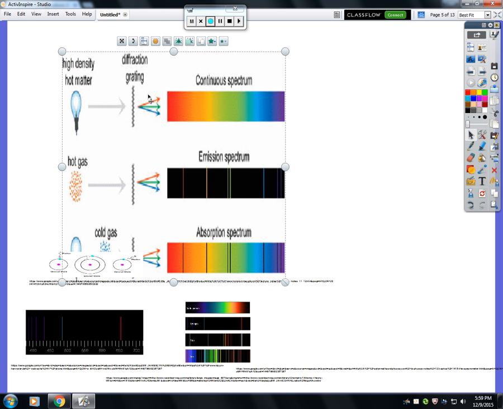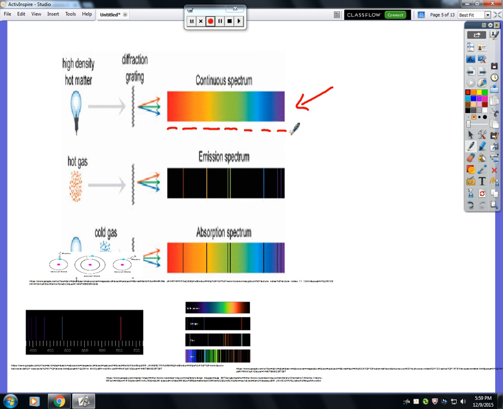And so let's look at some of the spectrum that you can see. If you see white light, you see a continuous spectrum. All the colors of a rainbow. And all those colors of a rainbow are Roy G. Biv, right? Red, orange, yellow, green, blue, indigo, and violet. Roy G. Biv.